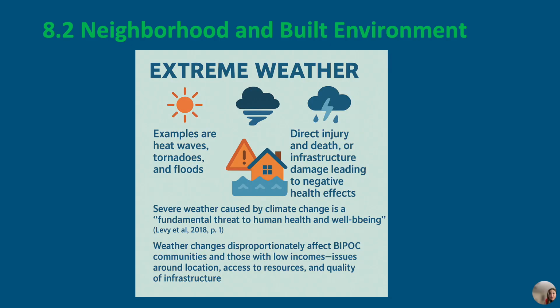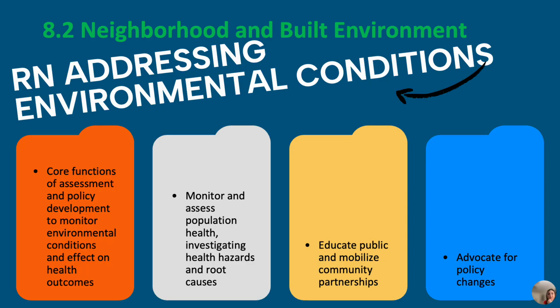When we talk about extreme weather, this could be heat waves. Knowing that if people don't have access to air conditioning and they're older and they're living in this house, this can cause a lot of health conditions. Or from a heat wave all the way to a tornado and a flood, this could be direct injury and death. There can be actual infrastructure damage, and then that takes away their food security and housing security. And this is really a fundamental threat to human health and well-being.